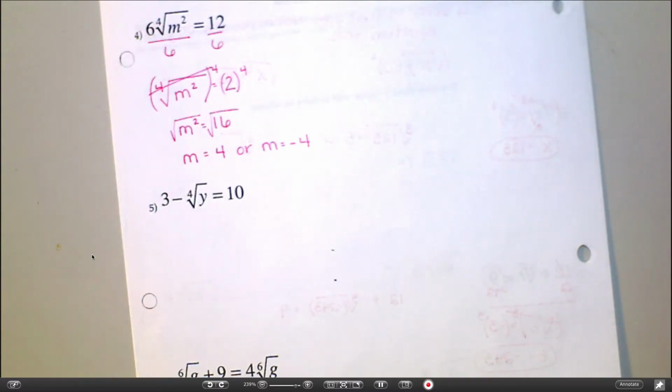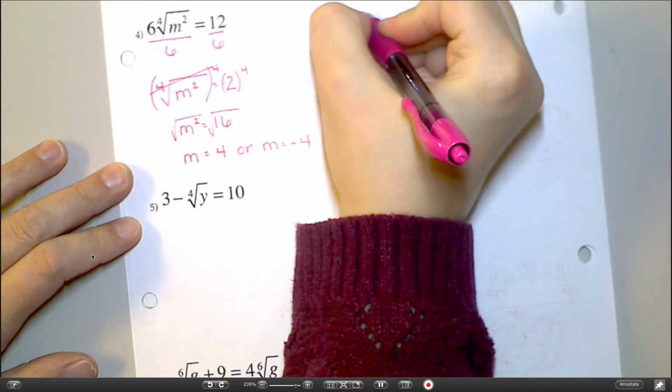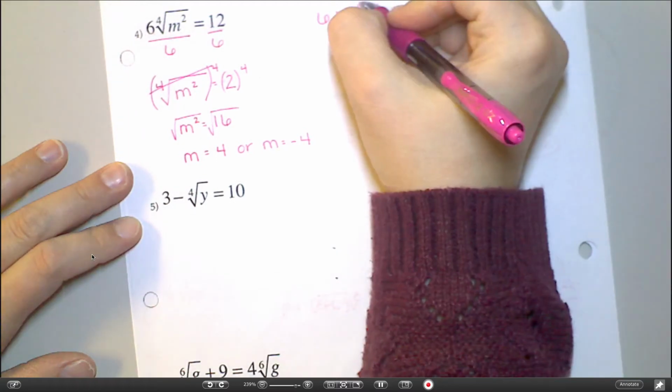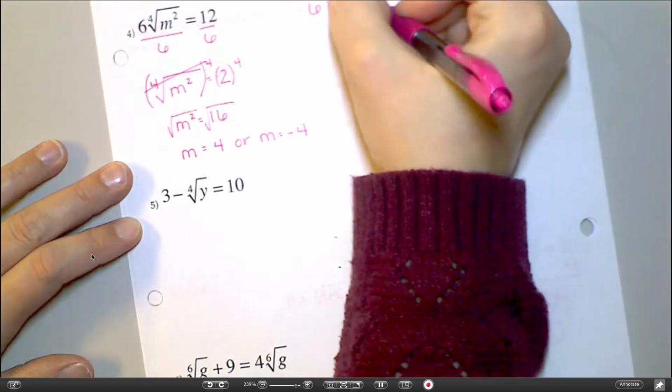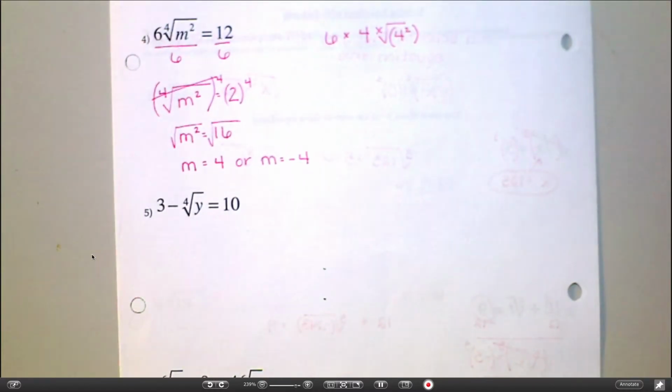So, here's how I would type this one in. I would type in 6 times, and then hit the 4, and then the x root of, because that's going to be the 4th root of 4 squared in parentheses. Go ahead and type that in. Let's see how that comes out. What do you get for that one?